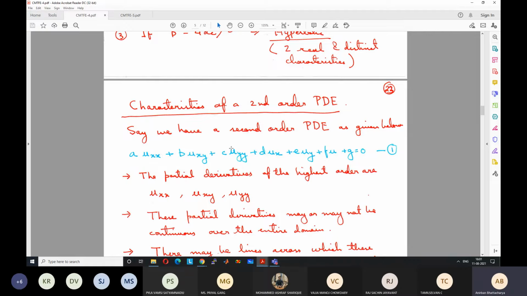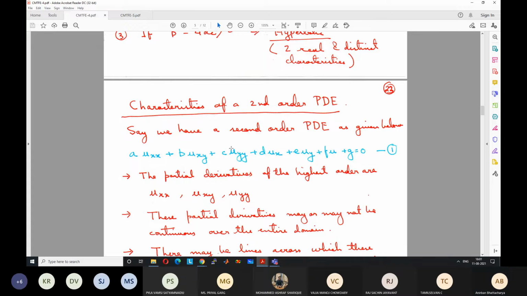So we may have a certain domain of solution. Say you are solving a heat conduction problem. The domain may be in the x direction from 0 to 1 meter, in the y direction from 0 to 2 meter, whatever. So the domain is some distance along x and some distance along y, or some distance along time t. Distance here means a temporal distance.